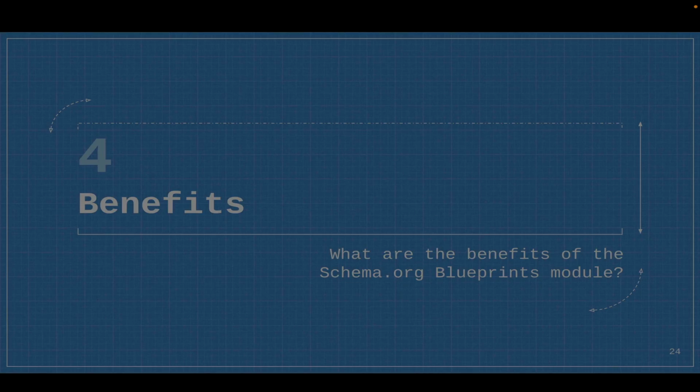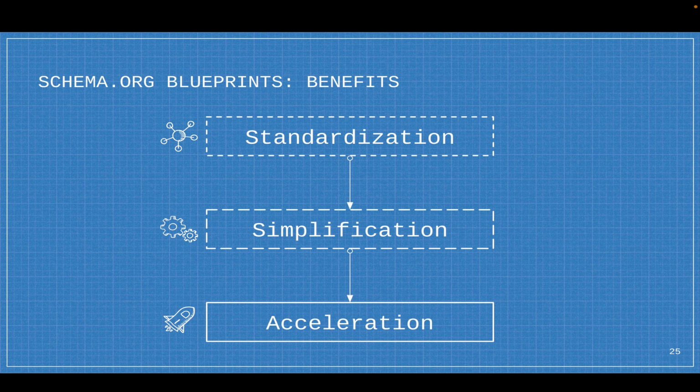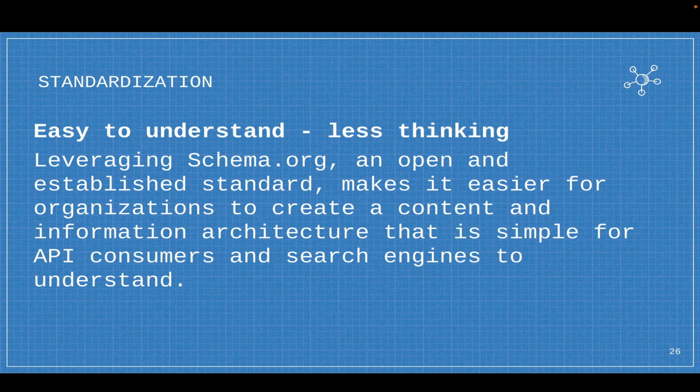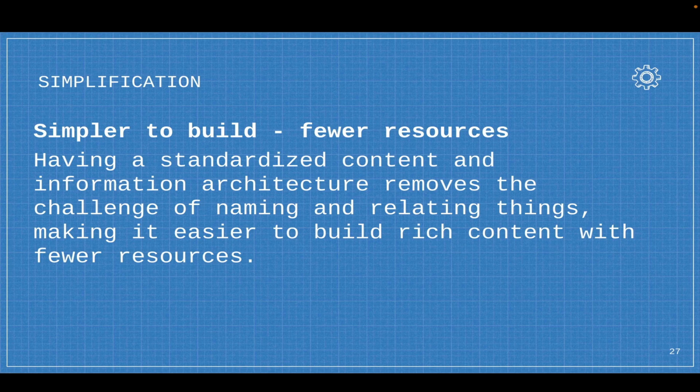What are the benefits of the schema.org module? What you just saw here, I want to emphasize, is standardization, standardizing everyone. That leads to simplification, simplifying how we do it, and acceleration. It makes things easier to understand, less thinking. Leveraging schema.org as an open, established standard makes it easier for organizations to create a content and information architecture that's simple for API consumers and search engines to understand. Even when you onboard new team members, they understand how your site works. And it's just simplification. It's simpler to build.